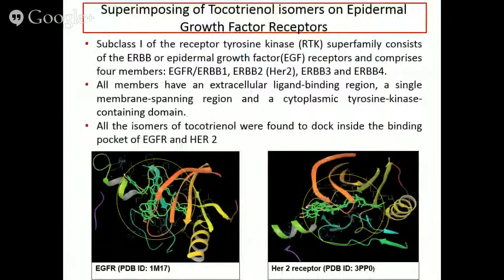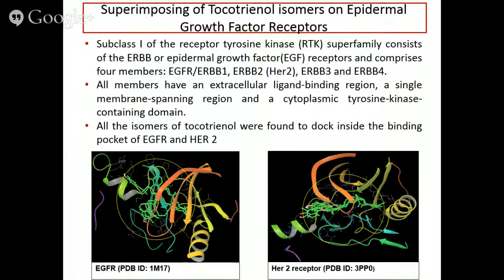So I'll speak about the receptor itself, why I show superimposed tocotrienol in the epidermal growth factor receptors, and why I'm speaking about HER2 and EGFR both. It is because there is a subclass 1 of the receptor tyrosine kinase superfamily, which consists of the ERBB or epidermal growth factor receptors, comprising 4 members: EGFR or ERBB1, ERBB2, which is HER2, ERBB3, which has a kinase domain that is not very effective, and ERBB4.